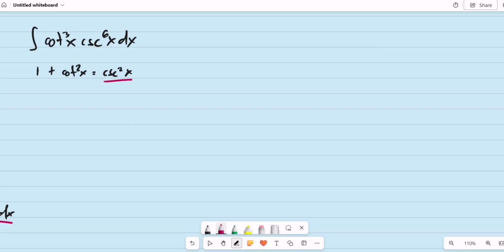So we can rewrite this as the integral of cotangent cubed of x, and since cosecant is raised to 6, we can rewrite this as cosecant squared of x, and we have a remaining 4, multiplied by cosecant raised to 4 of x dx.